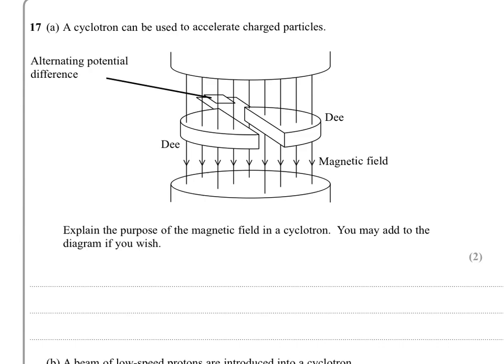Question 17. A cyclotron can be used to accelerate charged particles. You can see here we have the Ds with an alternating potential difference between them, and we have a vertical magnetic field. Explain the purpose of the magnetic field in a cyclotron. You may add to the diagram if you wish. Okay, so the magnetic field is there to produce a centripetal force on any charged particles and cause them to go round in a circle as we accelerate them. So it's helping to provide the centripetal force to allow us to move them in a circle.